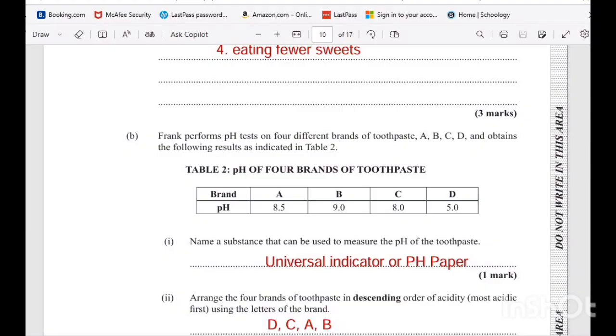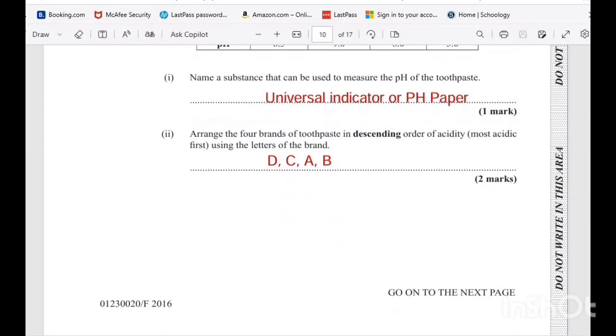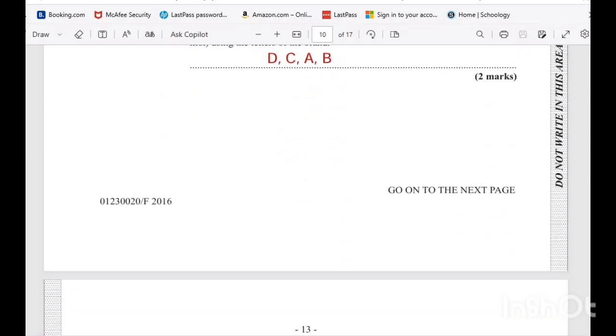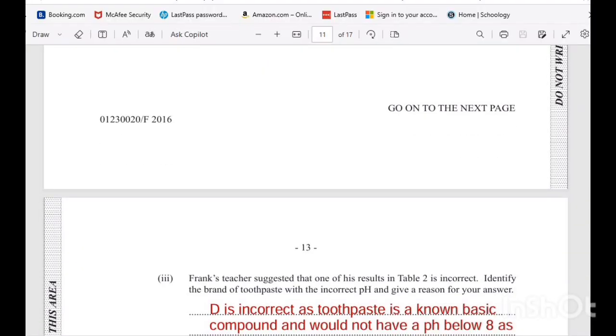It says arrange the 4 brands of toothpaste in descending order of acidity. Most acidic comes first using the letters of the brand. So based on your knowledge of which numbers on the pH scale represent acidic and basic compounds, then we should know that we are going to begin with D. If it says we are putting the most acidic first, D would be the most acidic because it is 5.0. Then C would follow 8.0. Then A 8.5 and B 9.0. That's the order, and that would be your 2 marks. Remember, the lower the number, the more acidic, the greater the number, the more basic, and 7 is neutral.